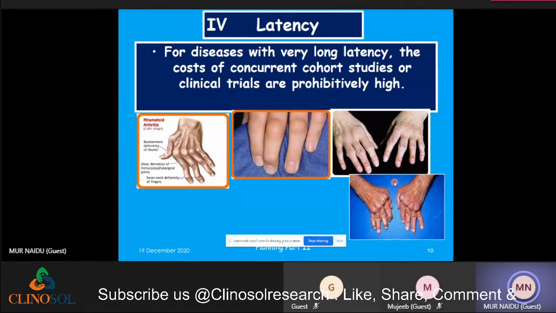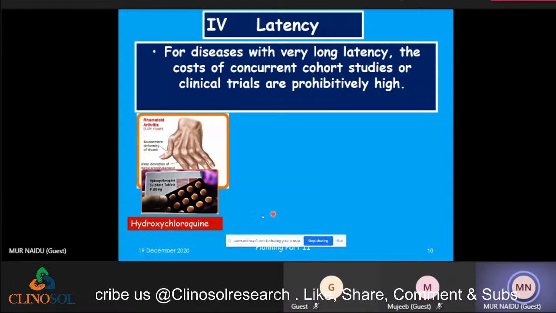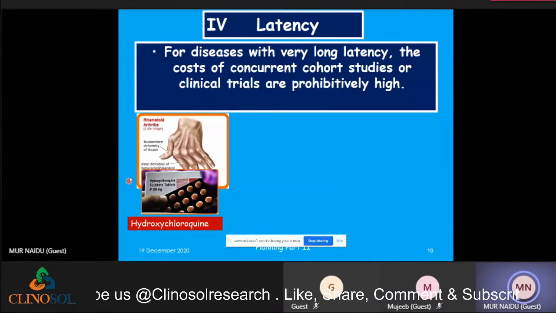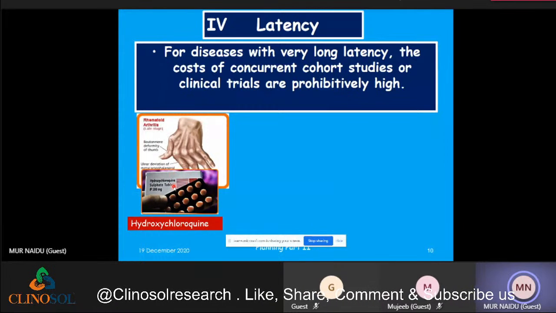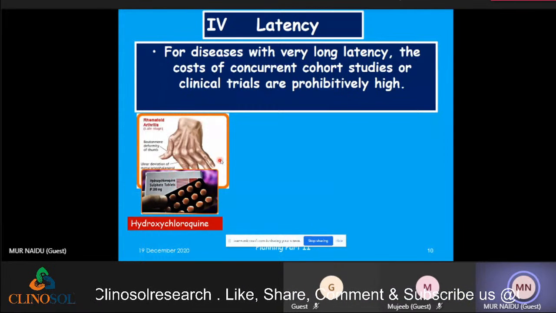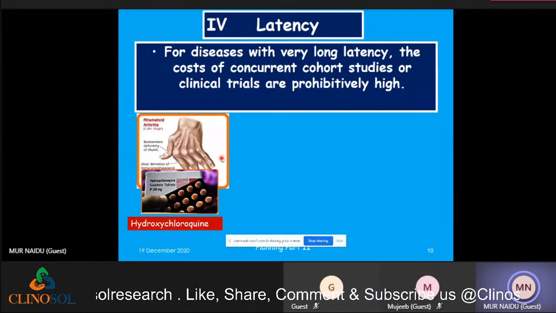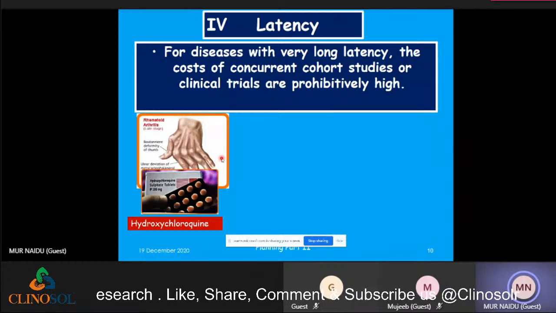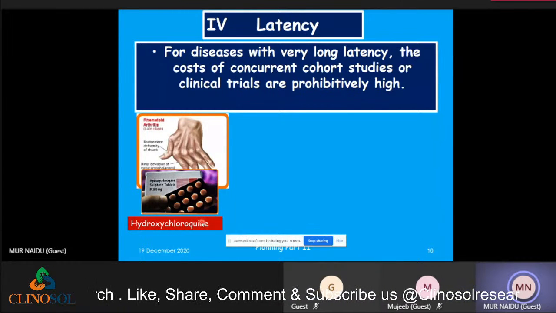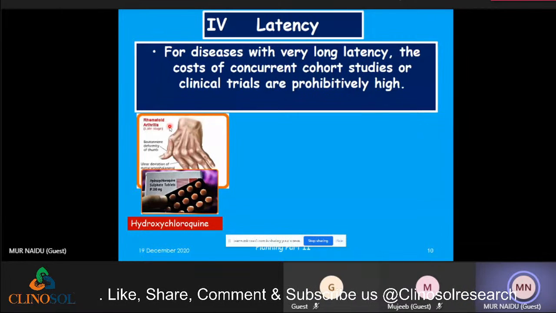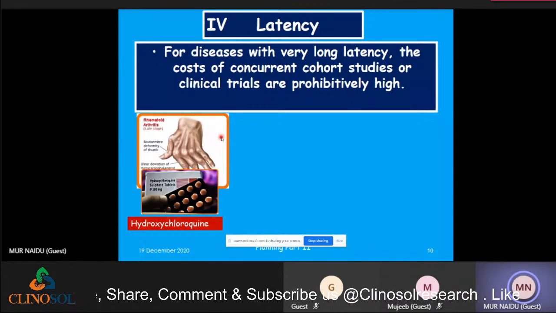Now again, I will give the example of rheumatoid arthritis. In case of rheumatoid arthritis, one of the drugs which we use is hydroxychloroquine or chloroquine. This has to be used for 1 year, 2 years, 3 years, not like COVID where you use it only for 15 days. If you want to use hydroxychloroquine or chloroquine for the treatment of rheumatoid arthritis, you have to use it for 2 years, 3 years.